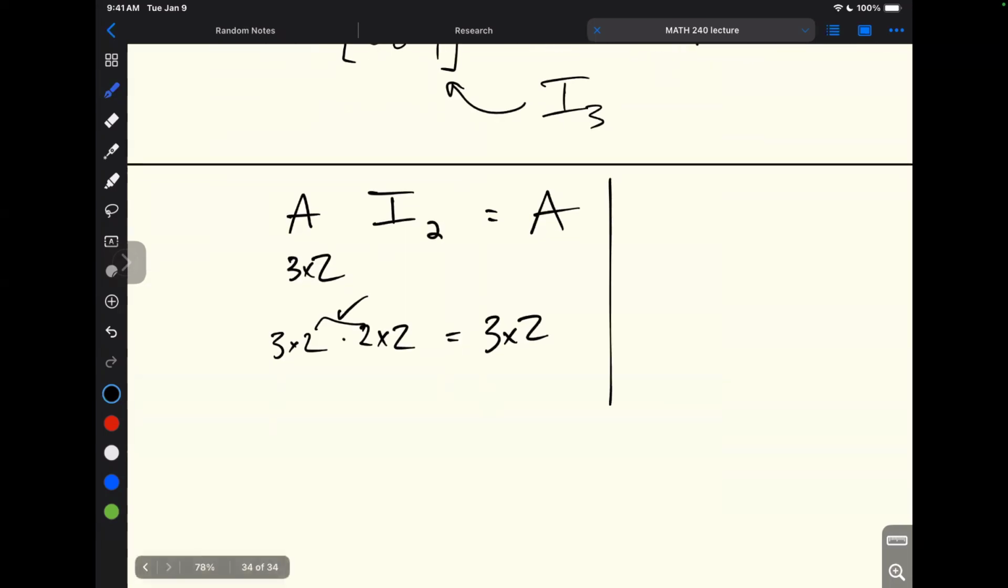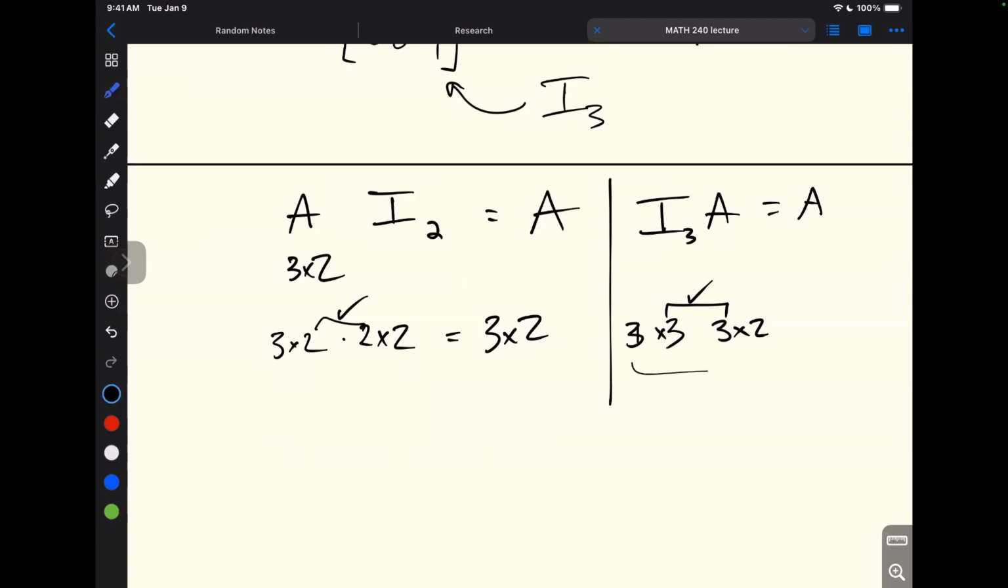We could also multiply on the left. But here, where 3 by 2 is on the right, we can't just swap them because 2 times 3 is not allowed. So we have to use a different size identity matrix in order for this to work out when we multiply I on the left. So we have to use I3. And that's going to give us A as well. It's going to give us a 3 by 2 matrix, which is the original size.